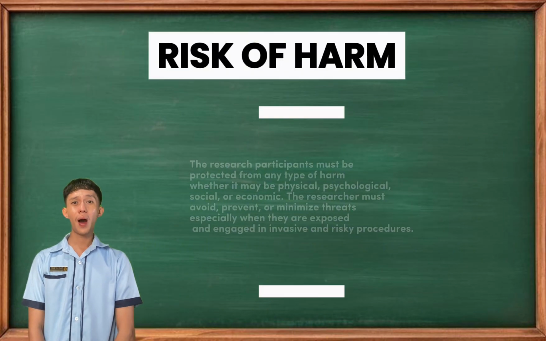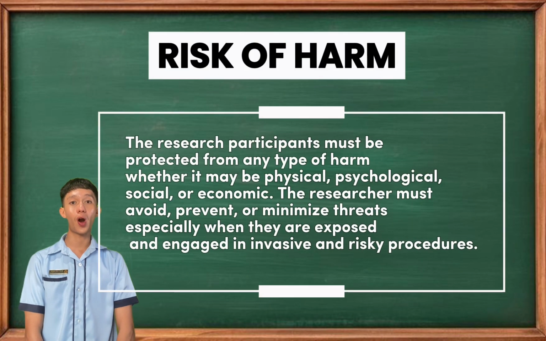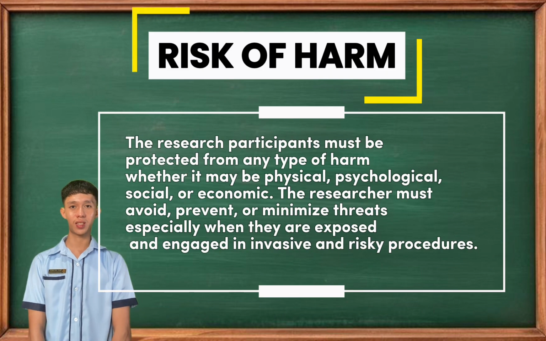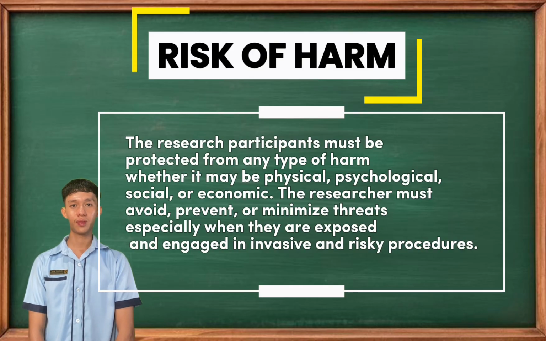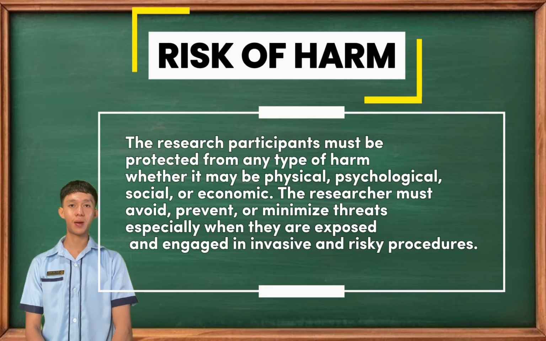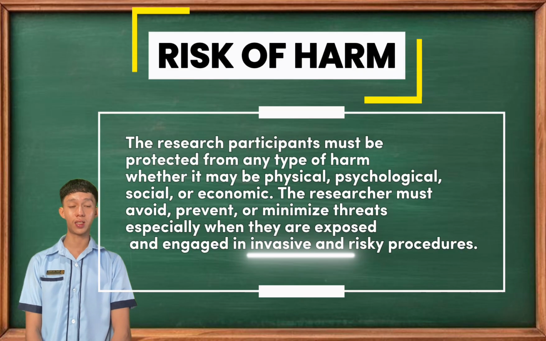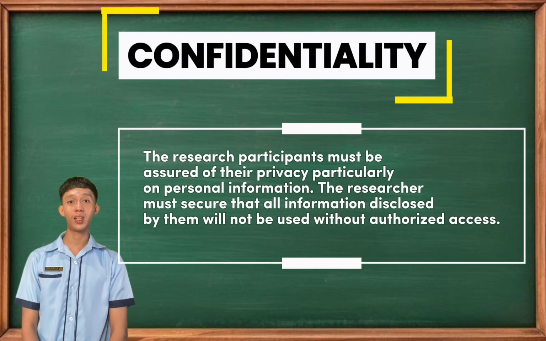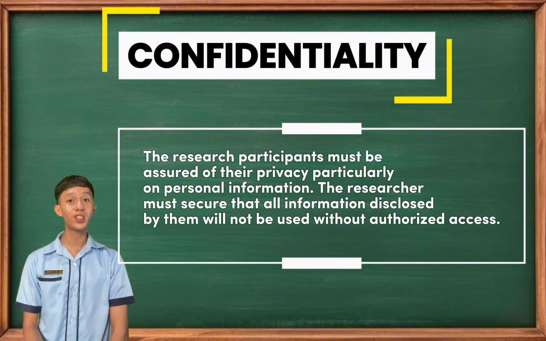Risk of harm. Participants must be protected from harm. Researchers must prevent, avoid, or minimize any risks, whether physical, psychological, social, or financial. So if you're observing children in a classroom, don't do anything that might embarrass them, put them in danger, or affect their grades. Confidentiality. Participants have a right to privacy, so researchers must protect all personal data and ensure it is only used with proper authorization.